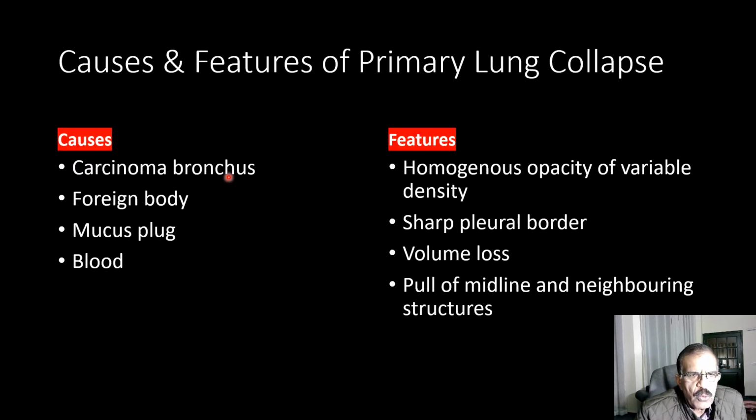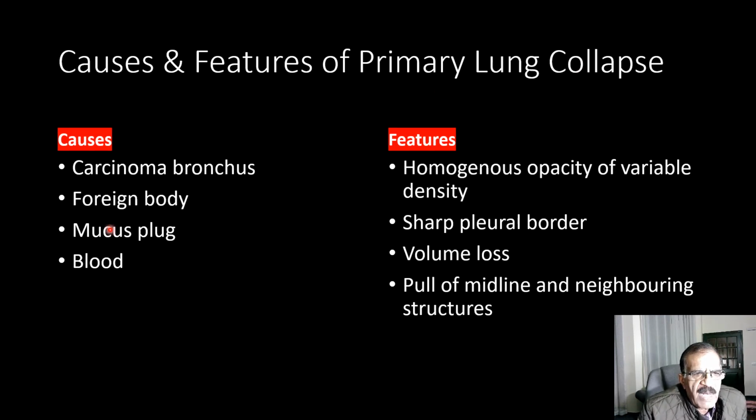So since I've shown you two x-rays of collapse, now let's discuss their causes and the features. Causes of primary lung collapse. Now I say primary lung collapse because there is another type of collapse. Suppose there is pneumothorax. As a result of pneumothorax, the lung will collapse. In pleural effusion also the lung will collapse to provide some space for the fluid to accumulate. But there are different types of collapses. When I say primary lung collapse, that means the bronchus is obstructed, the bronchus is blocked, and the distal air is absorbed, and there is collapse of the lung, or atelectasis.